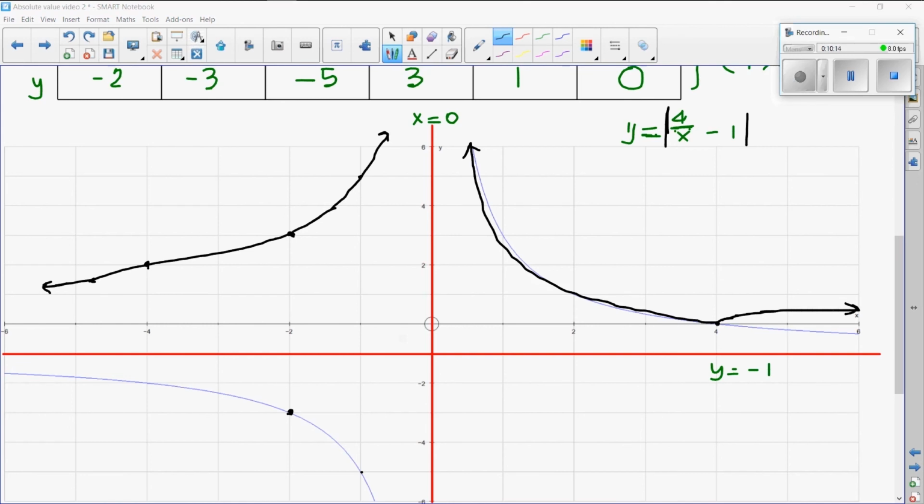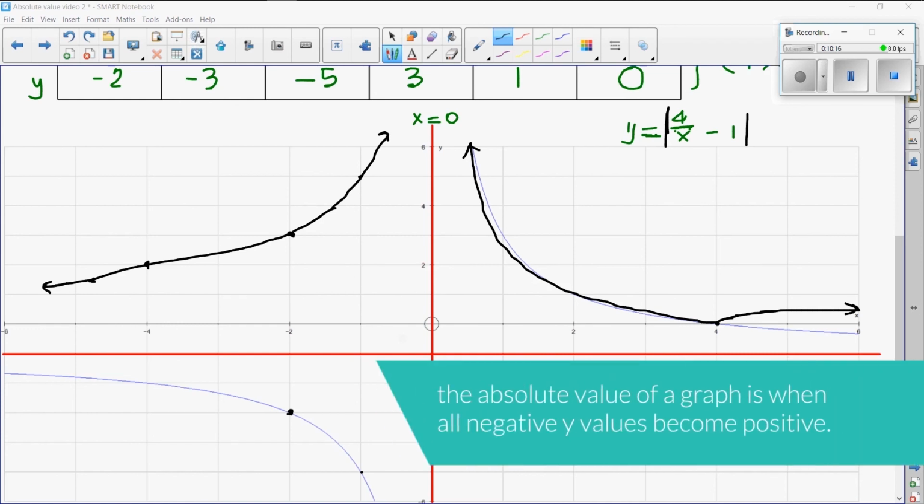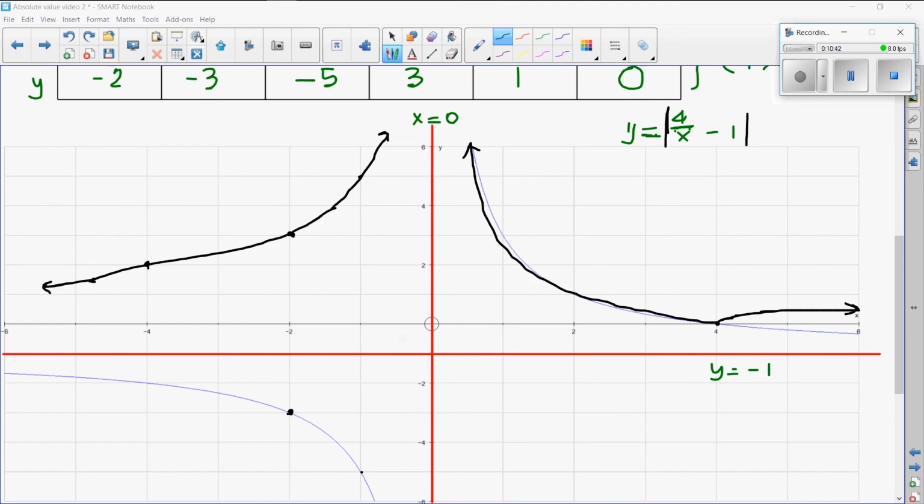So just to recap, when you're asked to draw the absolute of any function, whether it's a parabola or a hyperbola, what you do is you just draw the graph of the normal function, and then you're going to reflect any negative y values along the x-axis. So all your negative y values become positive, and the absolute of the graph will be the graph where all the negative y values become positive.